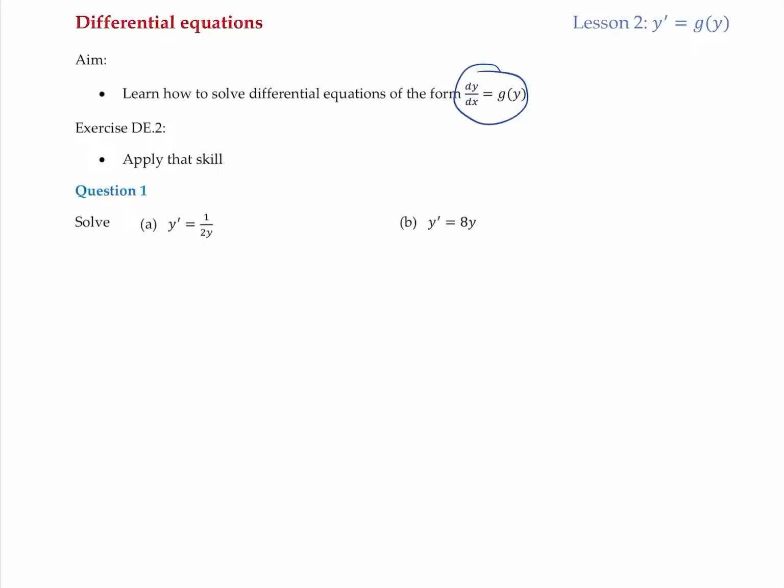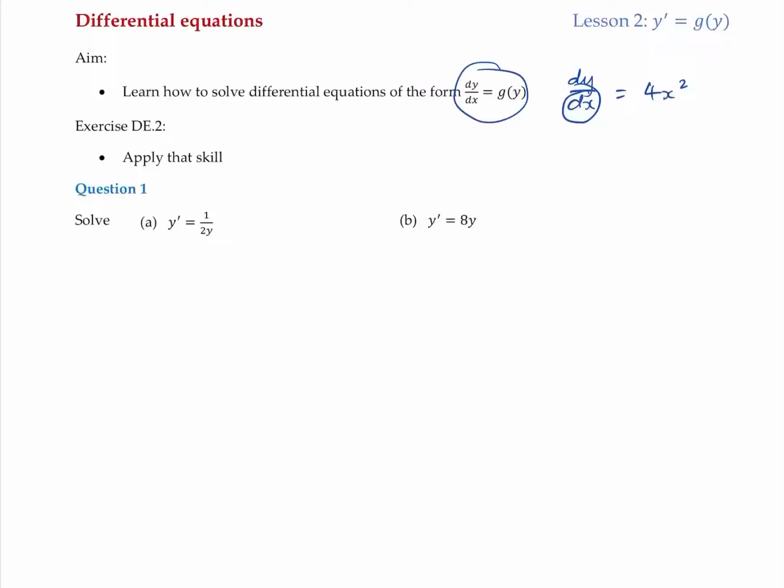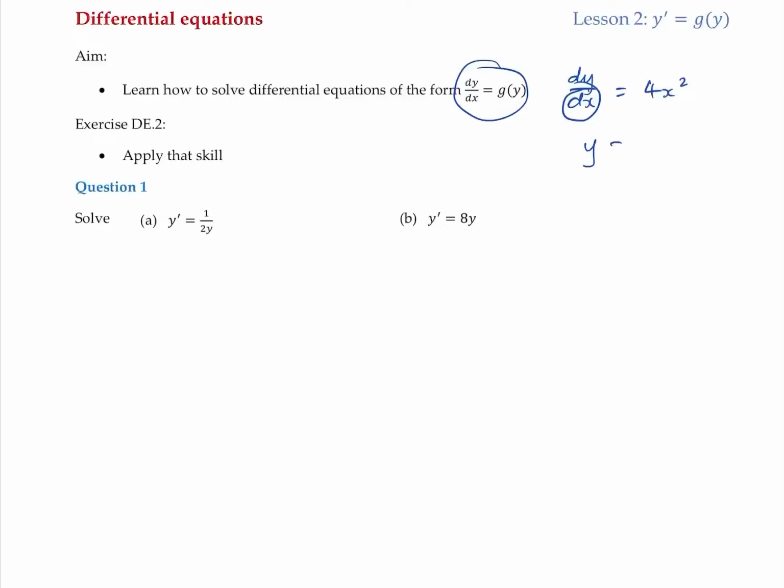So in the last lesson, we had things like dy dx equals 4x squared. That's easy, just take the primitive. Why is it easy? Because when we take the primitive, we're integrating with respect to a variable, and the only thing we can do here is integrate with respect to dx. So basically we get y equals the integral of 4x squared dx. It's like that moves up there and we pop in an integral.